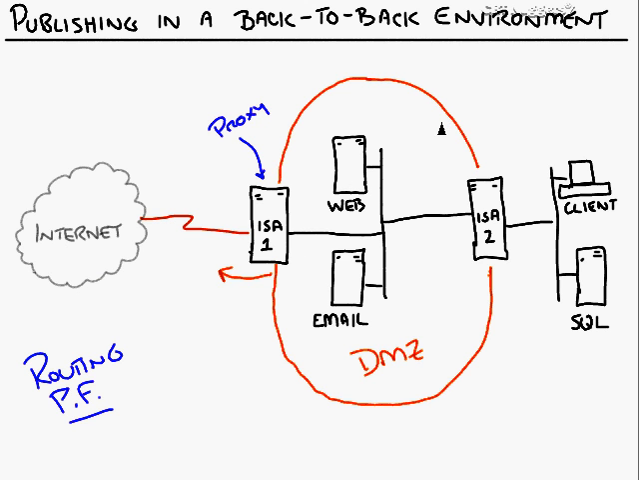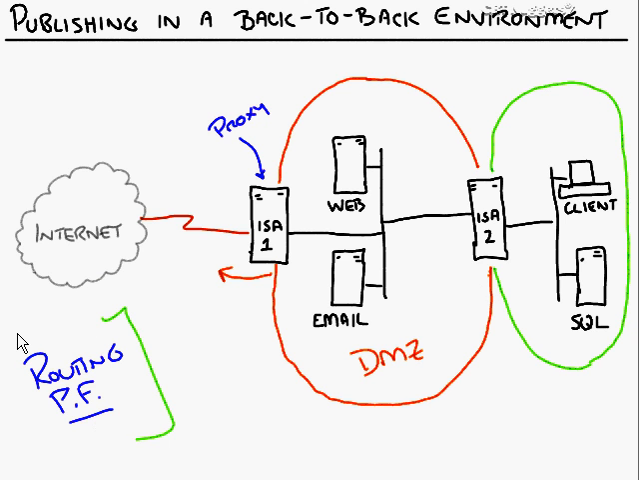Now you see that we also have a second zone in this picture. It's behind the second ISA server. And this is not your DMZ. This is your internal LAN. Again, never, ever, ever using routing or packet filtering, because that is a little less secure since real traffic is being sent, but we can actually publish servers from the ISA 2 server to the DMZ.